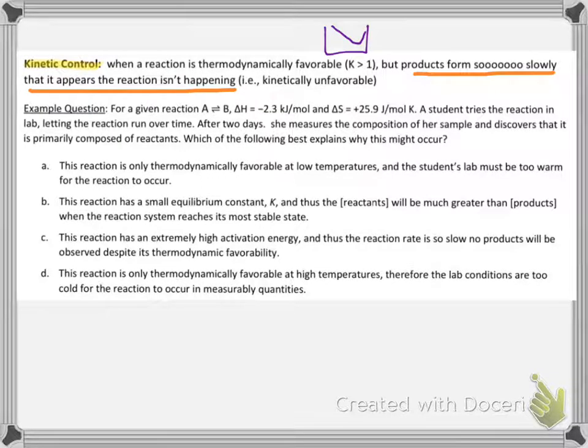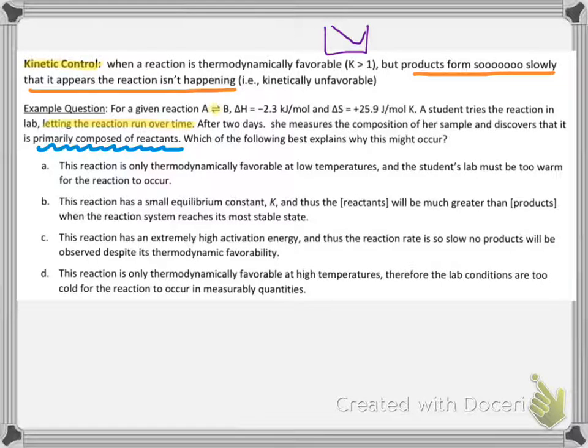I see questions like this show up every once in a while among the multiple choice or the free response in the AP Chem test. So let's take a look at this one. It says for a given reaction of A converting to B, it's an equilibrium reaction, well, they give you a delta H value that's negative, and they give you a delta S value that's positive. Change in enthalpy, change in entropy. And a student tries the reaction and lets the reaction run over time, but after 2 days, she measures the composition and discovers that it is primarily reactants. What can we conclude?